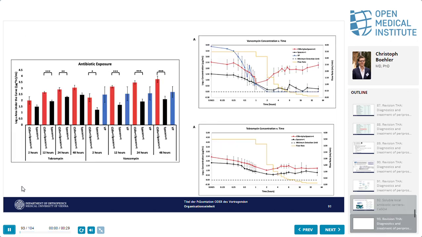Here again, you see it. So this yellow one, the blue one is the spacer alone. The black one is the spacer alone. And within hours, the values decrease. And here the red one is spacer and Stimulan together, and you see how the concentration levels stay high.